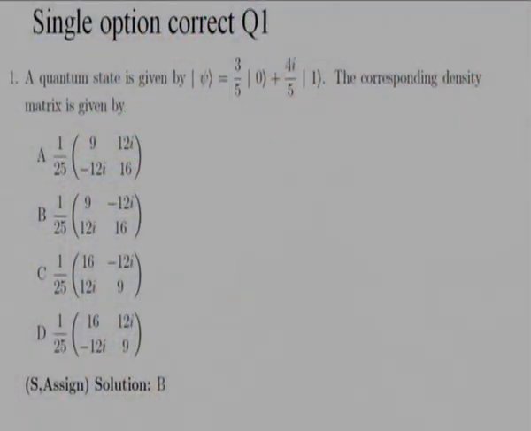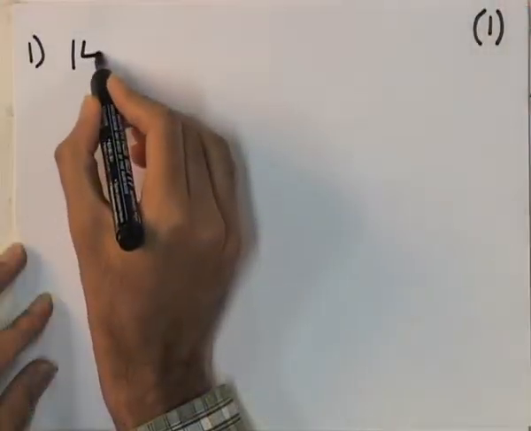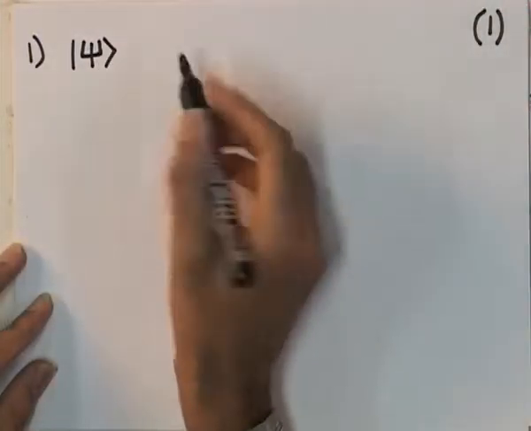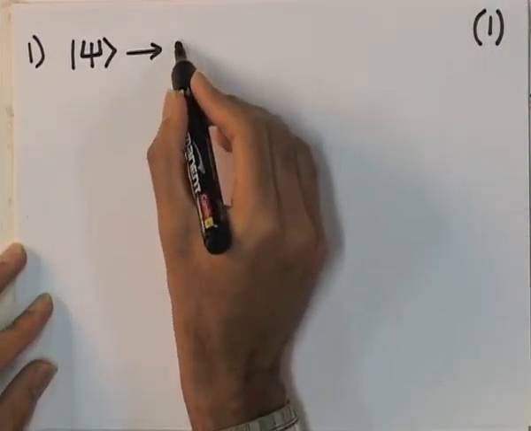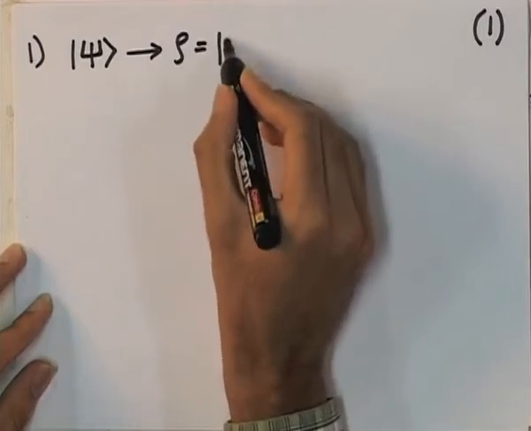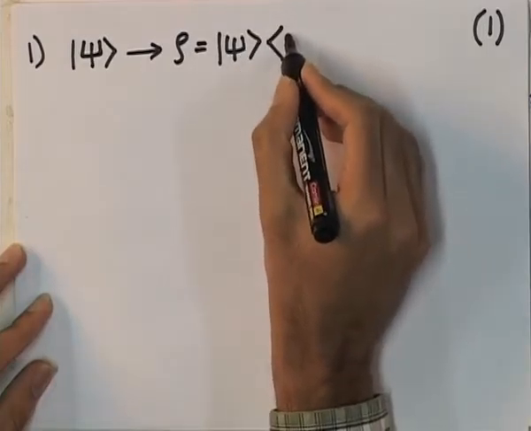The question is, a quantum state is given by psi is equal to 3 by 5 |0> plus 4i by 5 |1>. The corresponding density matrix is given by. To solve this question, we just need to use the definition of a density matrix. Suppose we have a normalized state psi. The density matrix corresponding to this state is given by rho is equal to ket psi multiplied by bra psi.